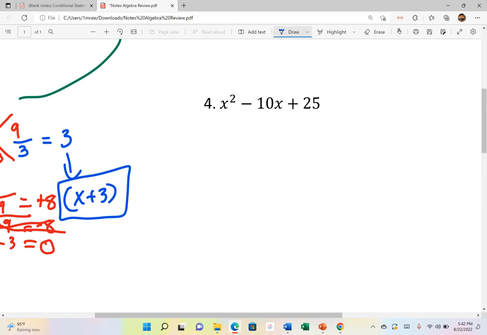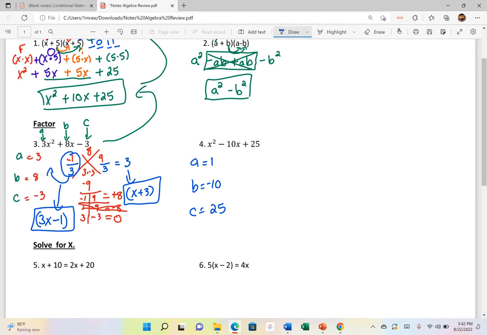Same process here. I'm not going to really go through this a little bit. A is 1, B is negative 10, and C is a positive 25, just in case you needed to know that. Now, that's factoring, okay?